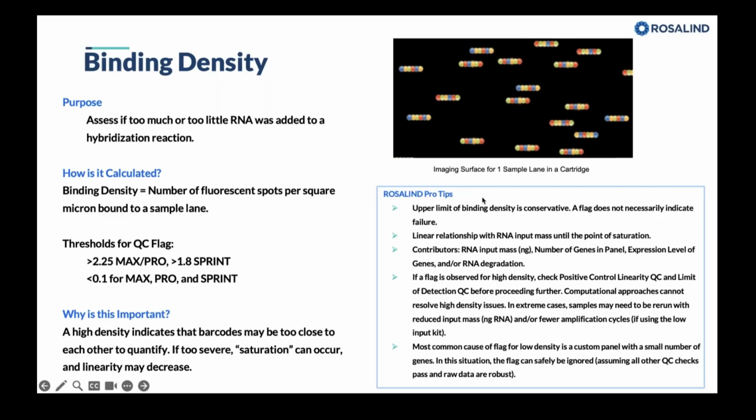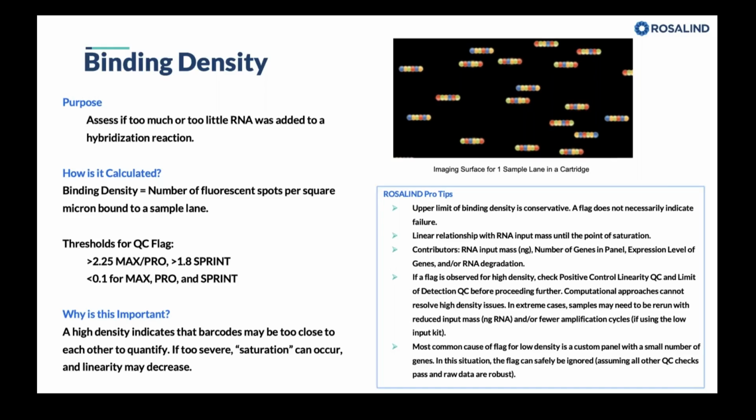So I have a lot of what I call the pro tips on the right-hand side. Again, there's a lot of detail here that I don't want to just read to you, but I want you to notice mainly that this upper limit of binding density threshold, it's conservative. So if you get a value that's slightly above, let's say 2.25, maybe your value is 2.3, 2.4, it doesn't necessarily indicate assay failure. It's more of a caution saying, take a closer look at the sample because you might be approaching saturation, but it's not a true pass-fail criteria.